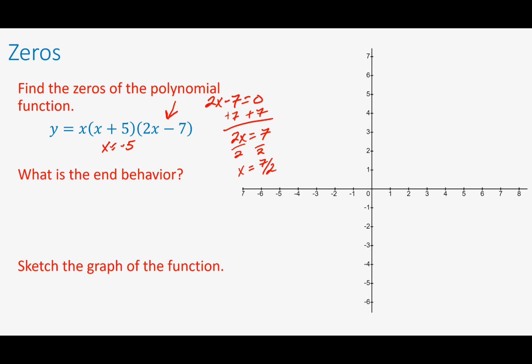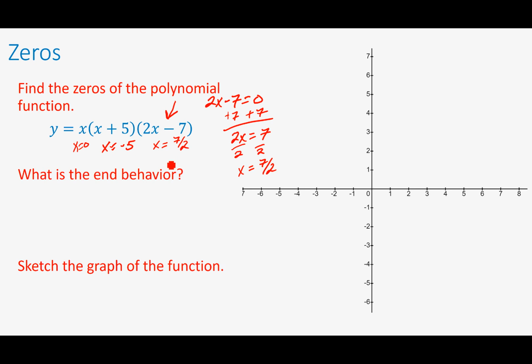So we have to solve each set of parentheses, figure out how we make that parenthesis equal 0. And so we have x is a negative 5. X is also a 7/2. And then here, x could be 0. So we have 3 zeros for this one. If x is 0, the whole thing goes to 0. If x is negative 5, the whole thing goes to 0. If x is a positive 7/2, the entire thing goes to 0.